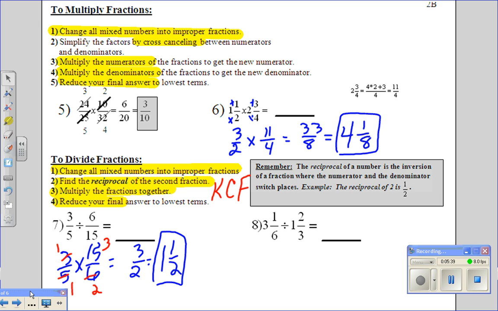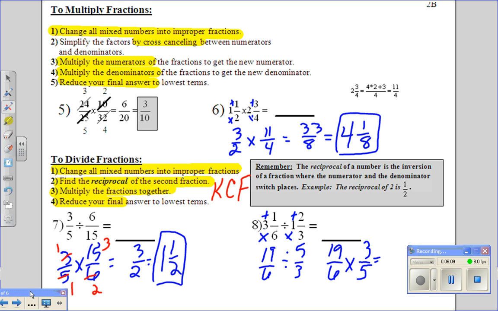Look at number 8. First step, convert to improper. So 6 times 3 plus 1, that's going to give me 19 over 6, divided by 3 times 1 plus 2, 5 over 3. Now we have to change it into a multiplication problem. So that's going to give us keep, change, flip.